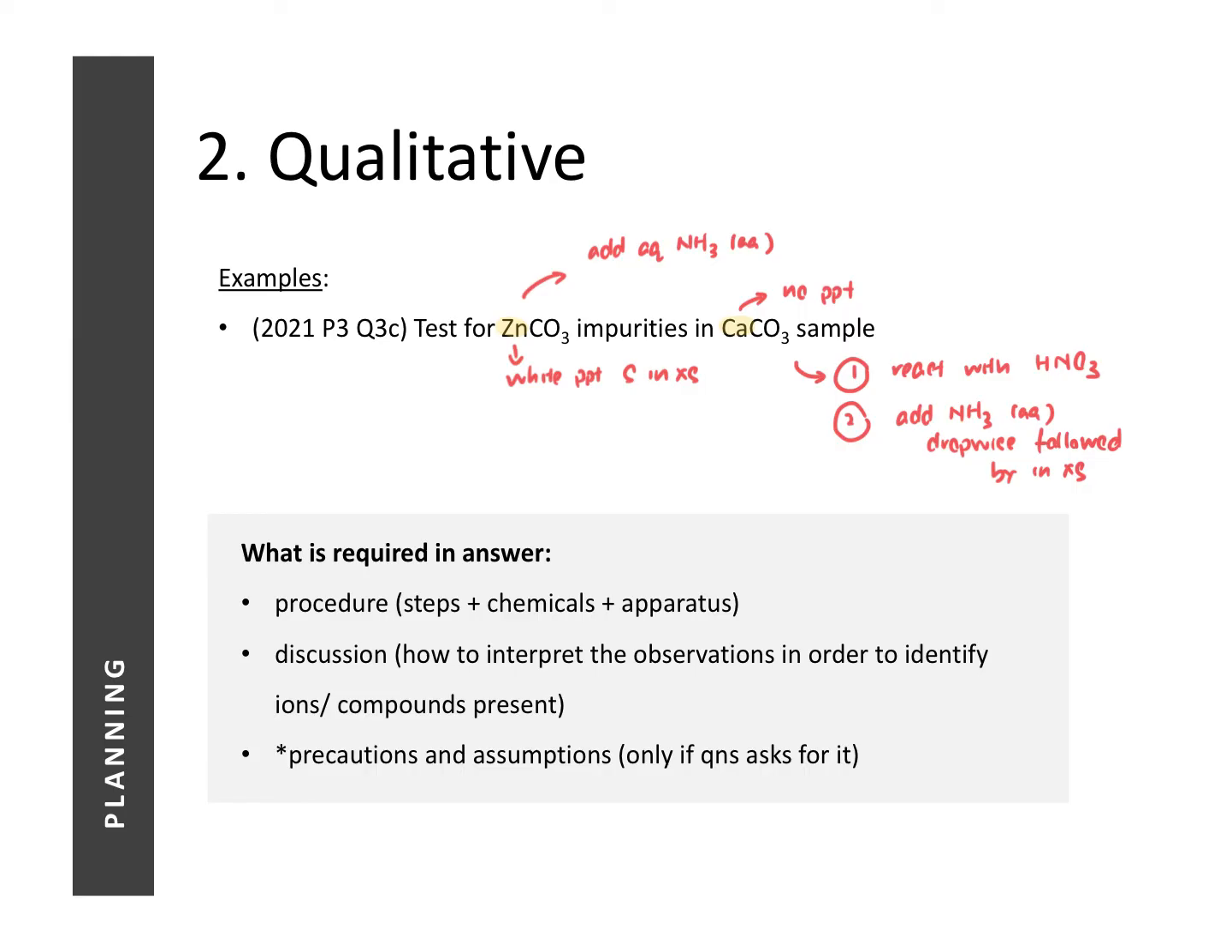So for qualitative questions, what is required in a question? You again need the procedure, the steps, the chemicals required. In this case would be your nitric acid as well as aqueous ammonia. And the apparatus, in this case, it will be quite simple. It's just your test tube. And for discussion, like I mentioned, after adding your nitric acid and aqueous ammonia, how do you then know whether zinc is indeed present? And lastly, if the question requires, you need to tell us the precautions and assumptions.